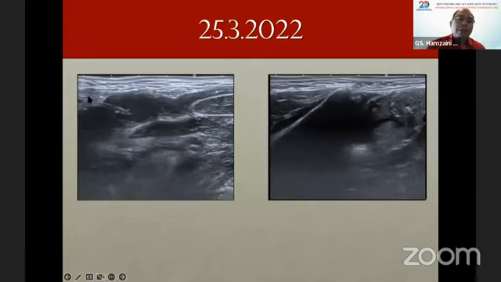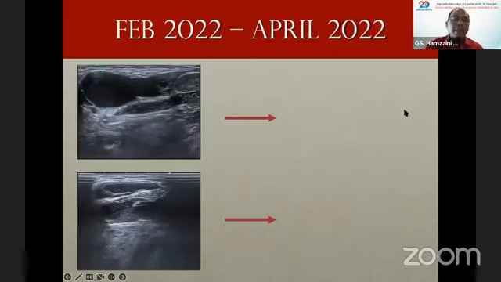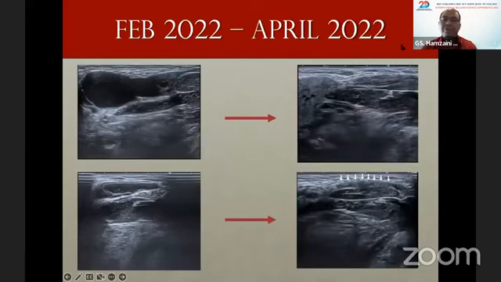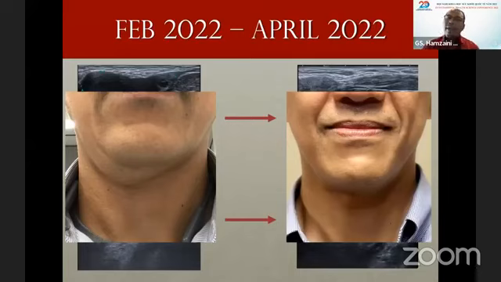So what we did is we aspirated this cyst, put bleomycin inside the cyst, and also injected Botox into the adjacent submandibular gland. Surprisingly, from February 2022 until April 2022, the swelling reduced, and the lesion has not come back. The patient was happy because the swelling has resolved, with no recurrence until now.